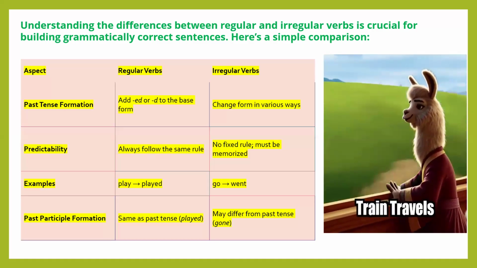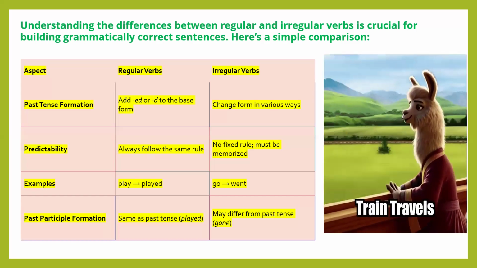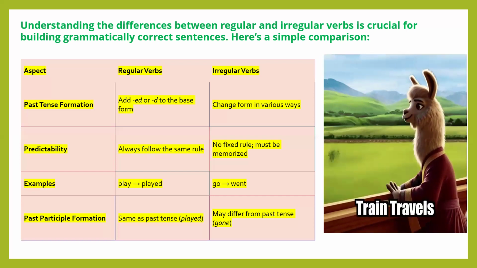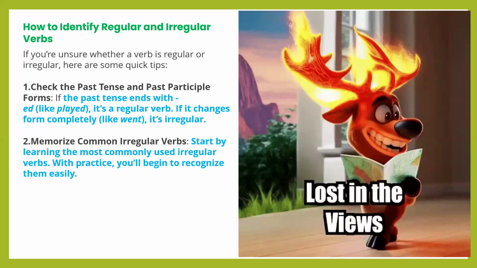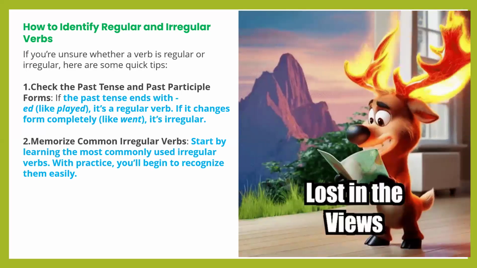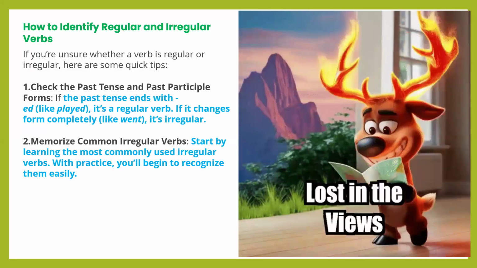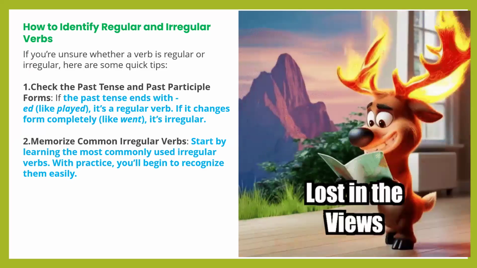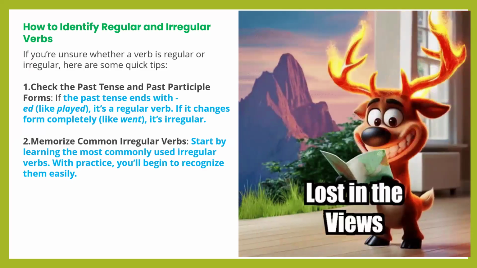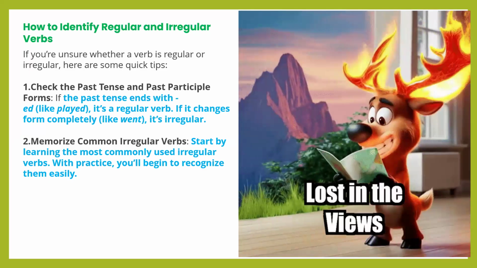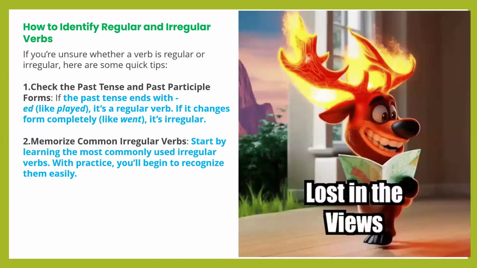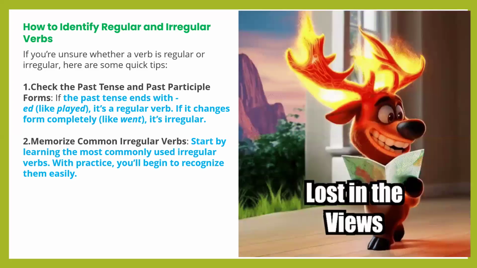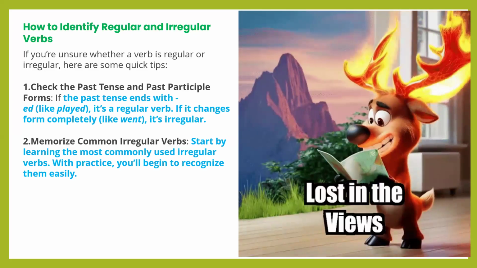Go, become, went, like that. We have seen many irregular verbs, V1, V2, V3 forms. It may differ from the past tense. So how do we identify regular and irregular verbs? We have seen the differentiation in the table in the previous slide. Here are some quick tips. Check the past tense and past participle forms. If the past tense ends with ed, it is a regular verb, clear?